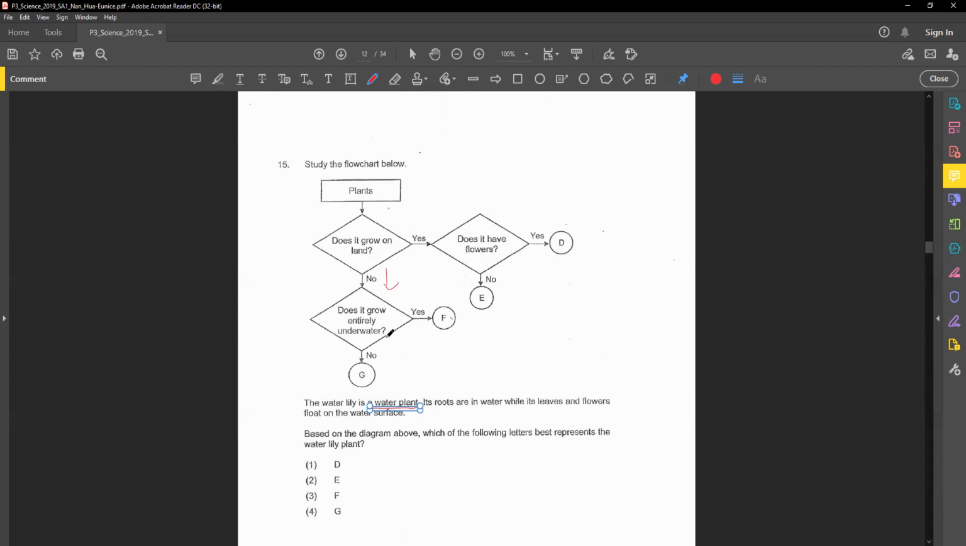Does it grow entirely underwater? According to the description, the roots are in water, but the leaves and flower float on the water surface. So it does not grow entirely underwater. Following the path, we get G. So the answer should be 4.